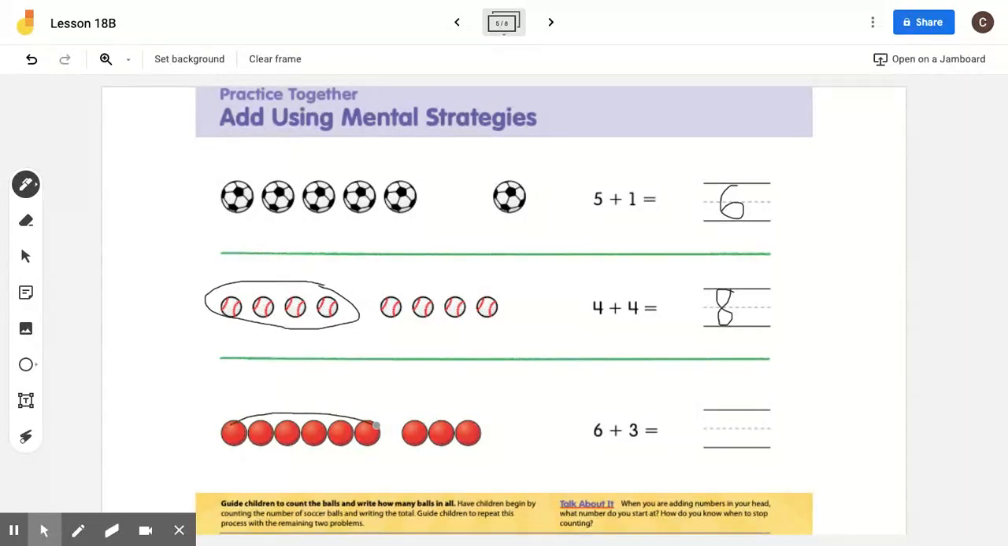So let's look at this next one. We start with 6 right here. And how many more do we need to count up? 3, right? So we're at 6, 7, 8, 9. So 6 plus 3 more is 9.